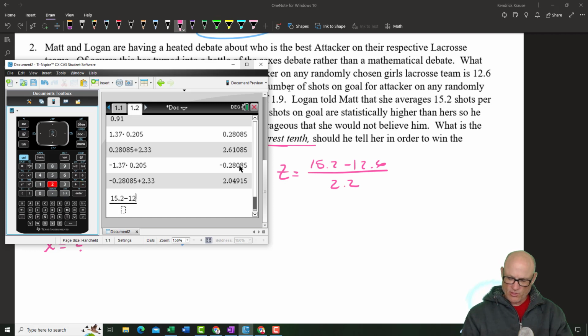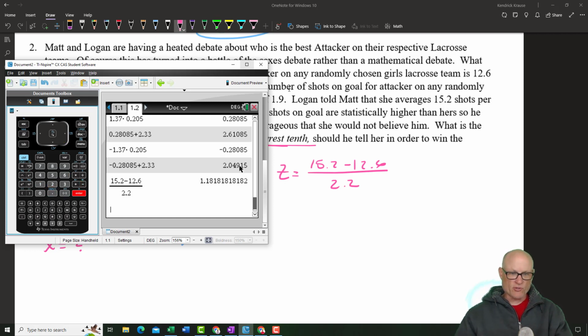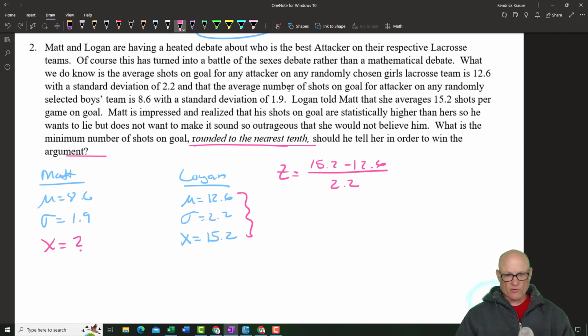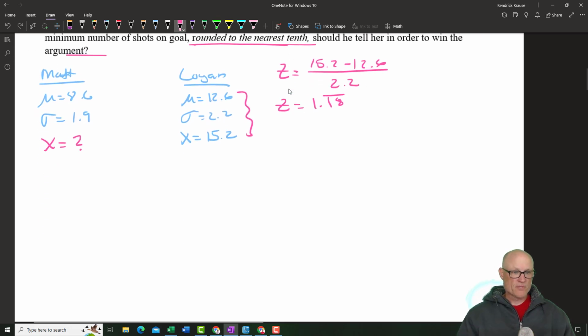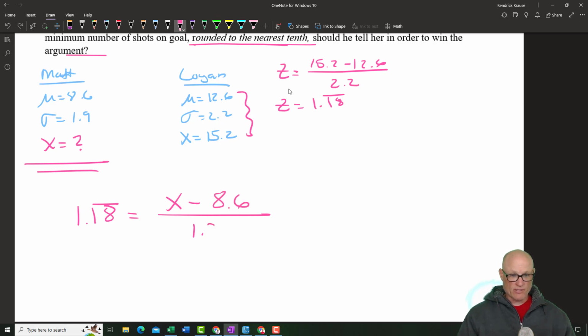15.2 minus 12.6 all over 2.2. So Logan's z-score is 1.18 repeating. Don't round. So now we're going to say, okay, he's got to have the same or better z-score. So 1.18 repeating equals x, which we don't know, minus 8.6 divided by 1.9.